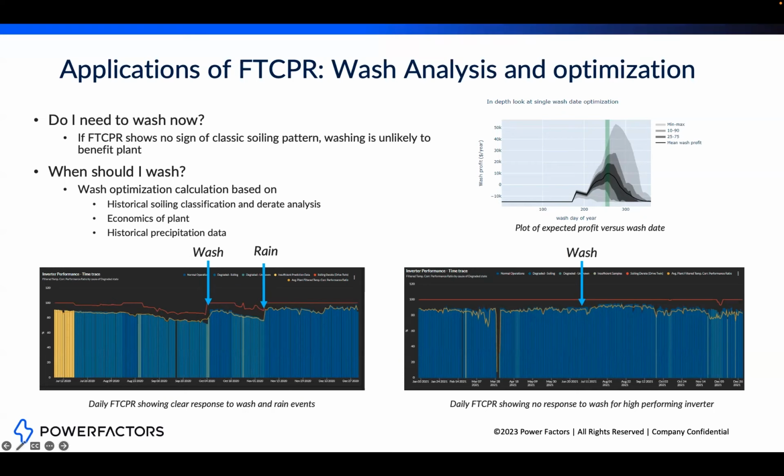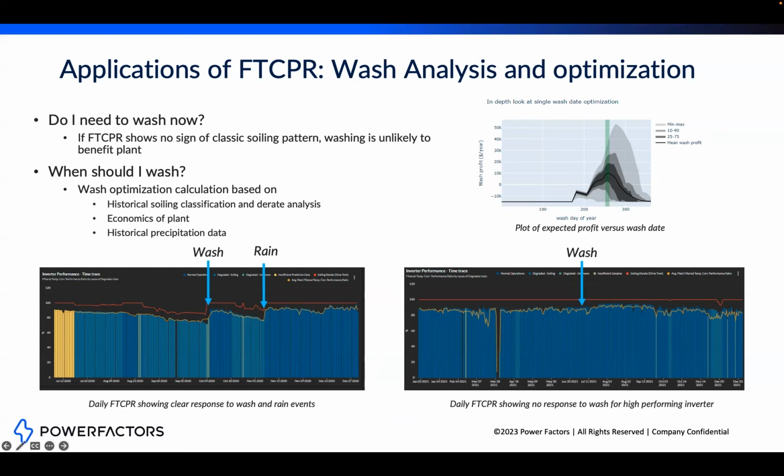So on the right is an example of a customer wash when there's little change in FTCPR, and as expected, it results in no perceptible gain. The left is an example of a well-timed wash. The site was clearly in a soiling regime based on the shape of FTCPR, and as expected, performance returned to normal operations after the wash.